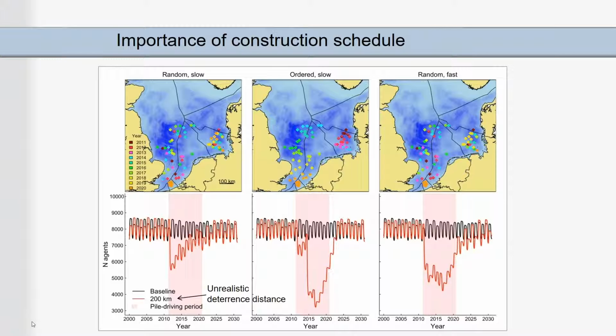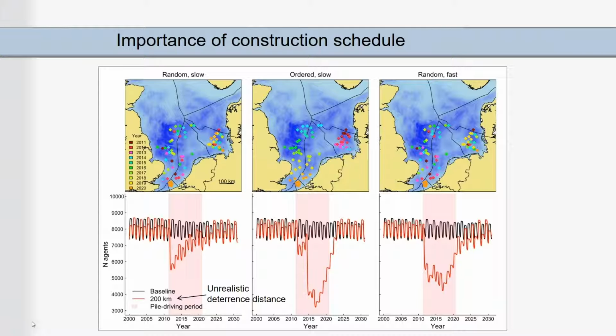So if we kept this highly unrealistic deterrence distance just to see what happened if we changed the piling order, to look at the effect of the construction schedule, if that mattered at all, we could see that the figure to the left shows the figure we had just before, where the wind farms are built in random order, and there's a 2-hour gap between the individual pilings. And the population recovers after just a few years. Actually, just after the final wind farm is constructed, it recovers.